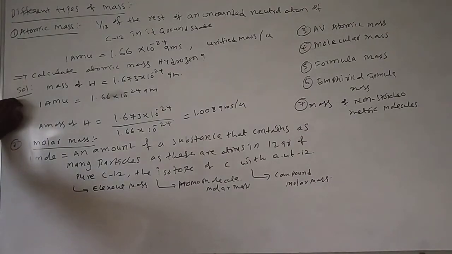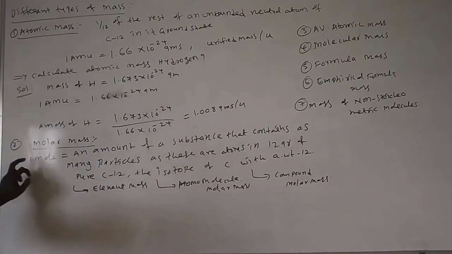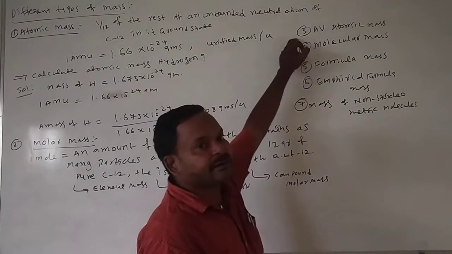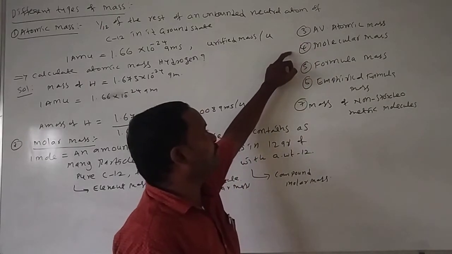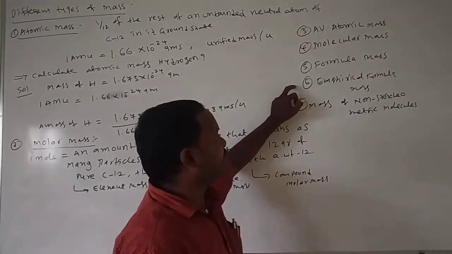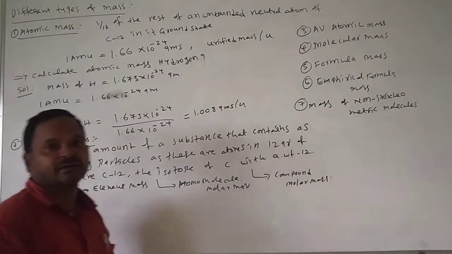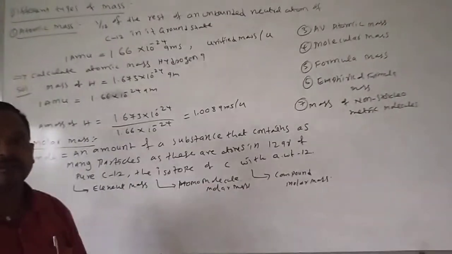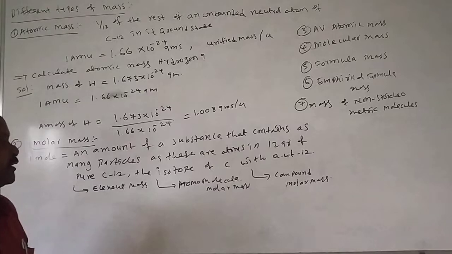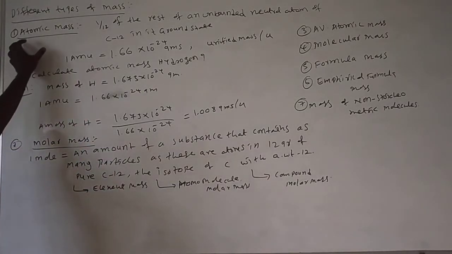Okay, different types of masses. Here we have nearly 7 types of masses in chemistry. One is atomic mass, second is molar mass, third is average atomic mass, fourth is molecular mass, fifth is formula mass, sixth is empirical formula mass, and seventh is mass of non-stoichiometric molecules. We'll see what stoichiometric and non-stoichiometric molecules are in continuation. I want to do the definition of atomic mass.